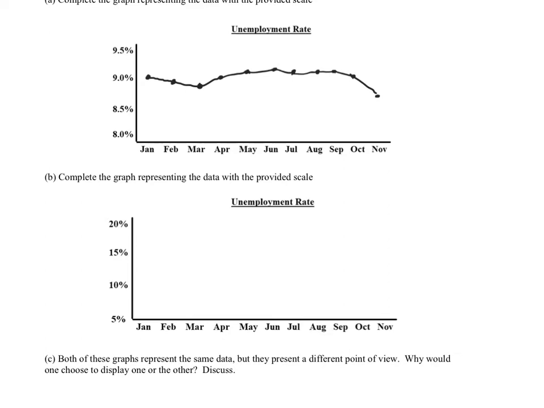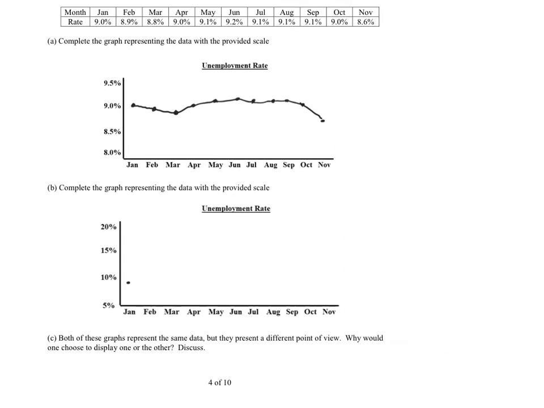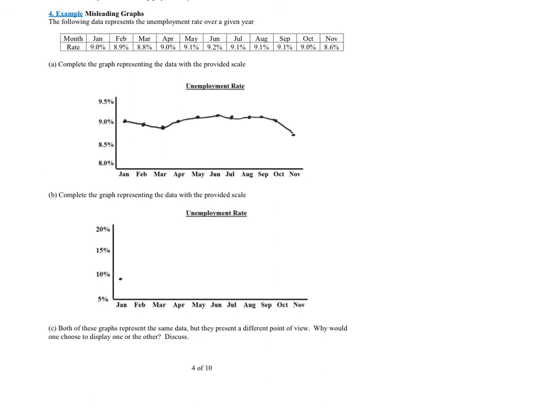If January was 9, I'm going to guess that's right about there. Then February was 8.9. That's almost identical on this graph. March was about 8.8, almost identical, just a tiny bit lower. Then we have a 9.0, a 9.1, a 9.2, a 9.1, a 9.1, another 9.1, a 9.0, and then an 8.6, down just ever so slightly. So look at these two different graphs.